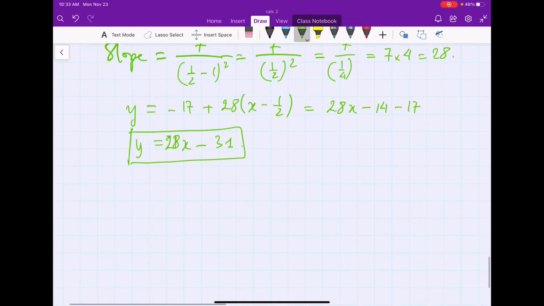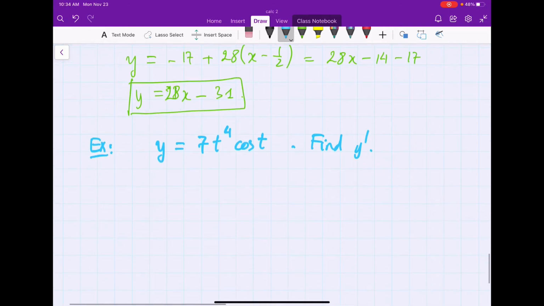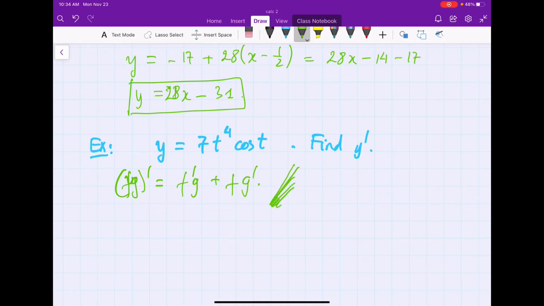Now let's move to the next example. Use the product rule and quotient rule to find the derivative. Now differentiation rules. I have the function y equal to 7t to the 4 cosine t, find y prime. So it's obvious that we need to use the product rule. But again, what is the product rule? Please write it down, because I have seen that students write (fg) derivative equal to f derivative times g derivative. This is wrong. Please don't do that.